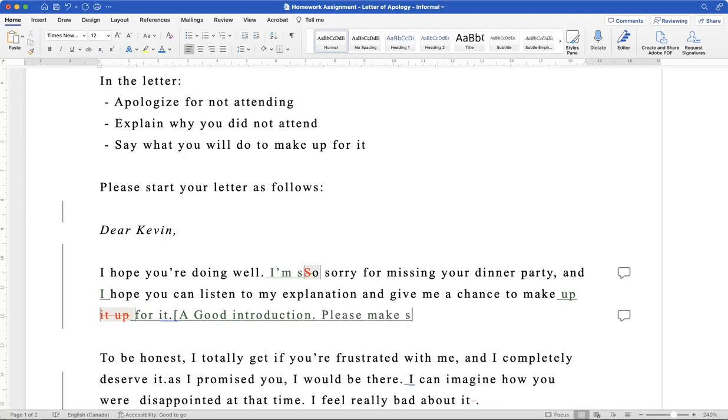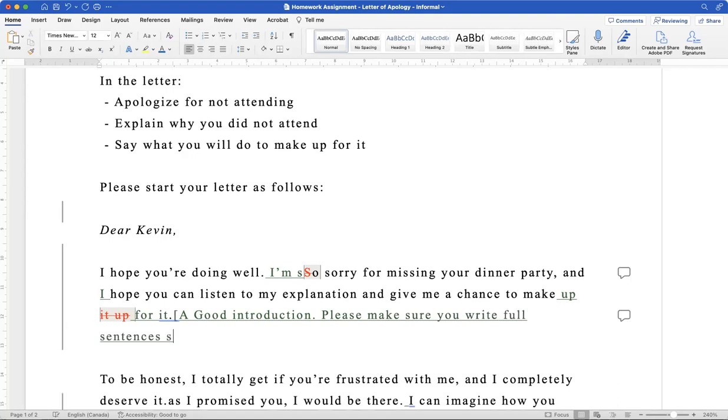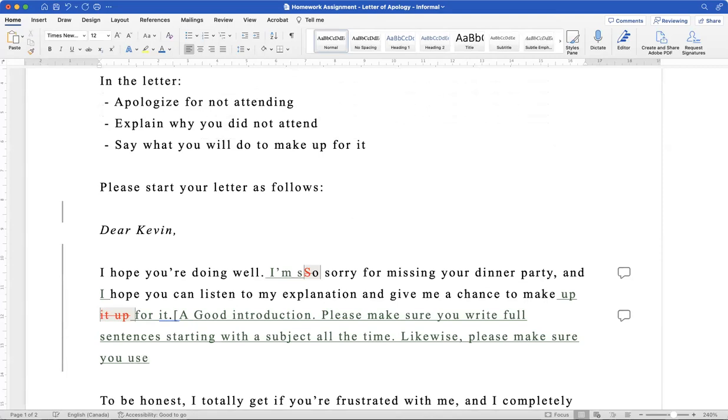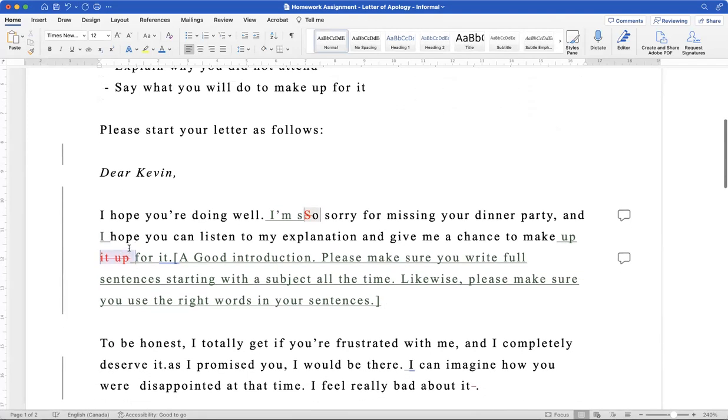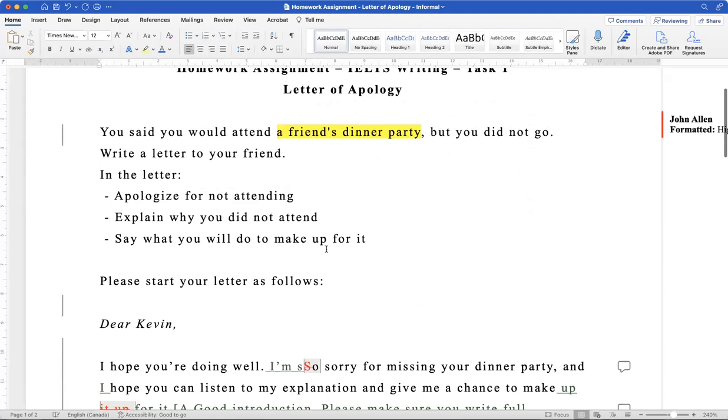Please make sure you write full sentences starting with a subject all the time. Likewise, please make sure you use the right words in your sentences. For example, you said here, make it up. It's not make it up, it's make up for it. Just simply copy the same statement from the question. So in this way, you will not make a mistake in terms of vocabulary.